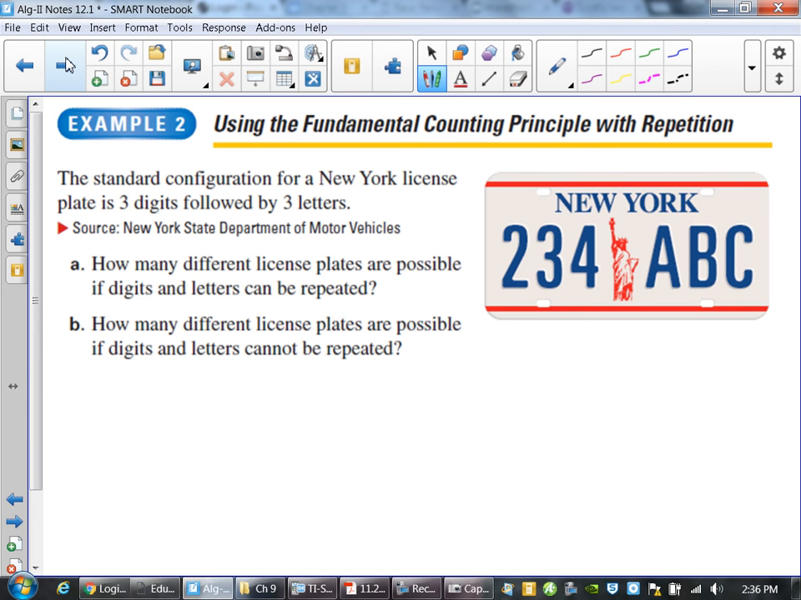Real fast, this might be the last sample we get through here today. One of the other things that happens when you start talking about possible combinations is when you're looking at license plates. The example they give us in the book is using the plates from New York. New York license plates go 3 numbers and then 3 letters. Now they're allowing the numbers to repeat. So how many digits are there? 10. So in each one of these columns, you have 10 options for the first number, 10 options for the second, 10 options for the third. How much? 1,000.